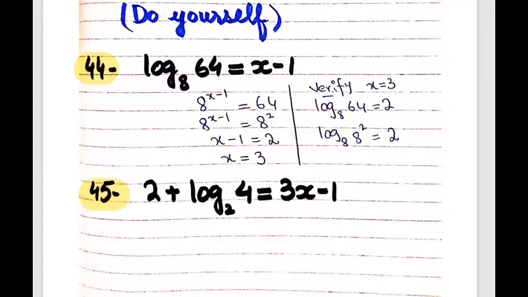And question number 44 is simple. Convert this into exponential form, which is this one. Bases are same, power also same, x is 3. And you can verify this question. And this will be equal to 2, equal to 2.